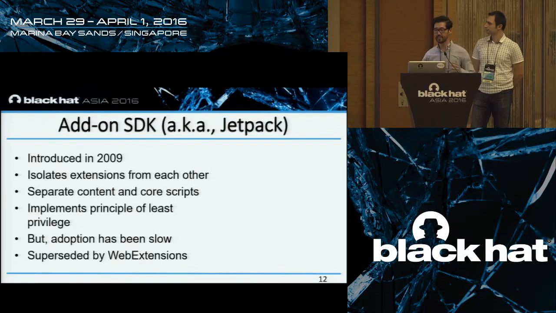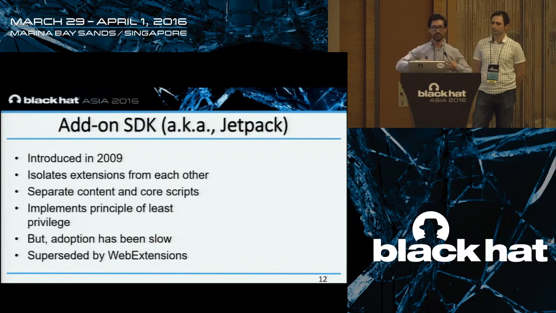So, for instance, it isolates extensions from each other. You have this idea borrowed from Chrome, where you have separate content scripts that interact and are exposed to web origins on the one hand, and core scripts that have access to the browser API, and then a very narrow IPC channel for these two things to communicate with each other, which in this model, the attacker has to somehow bridge in order to gain access to the privileged browser API. So this is a much better situation, and really has the potential for implementing this idea of least privilege.